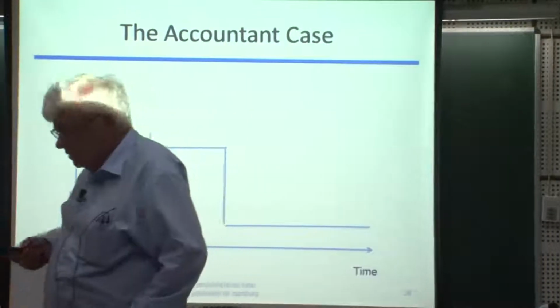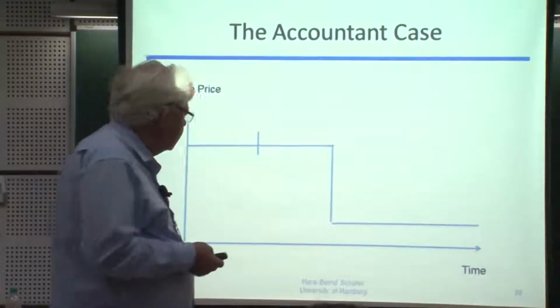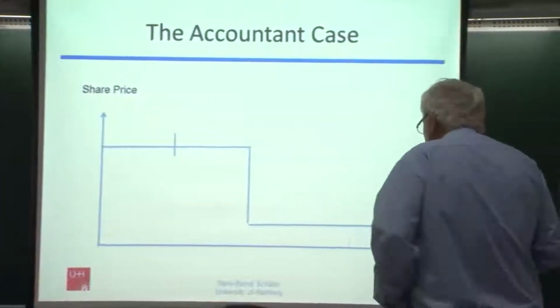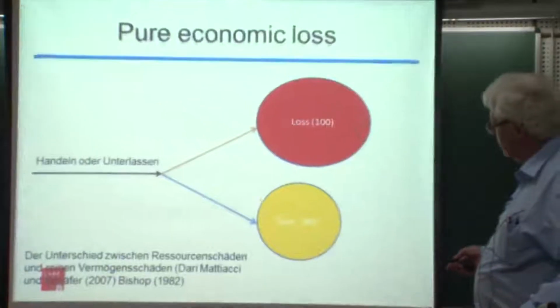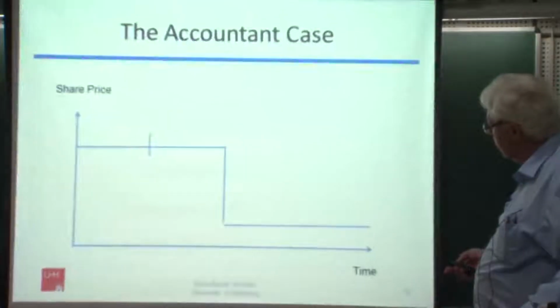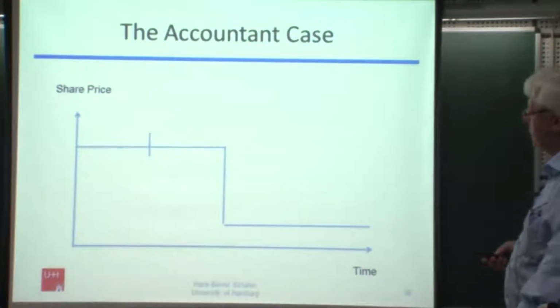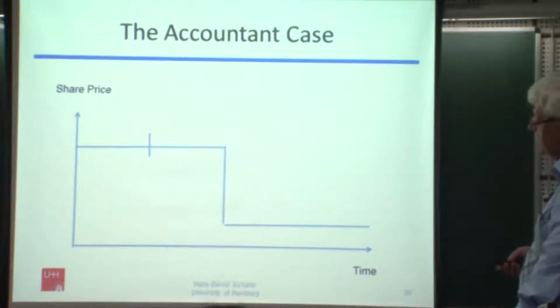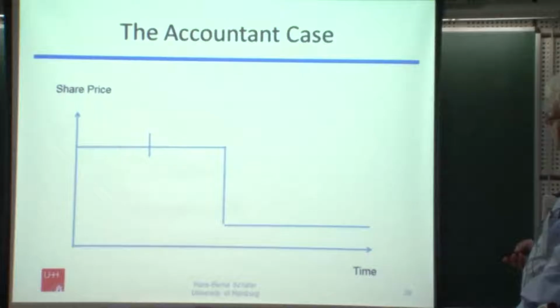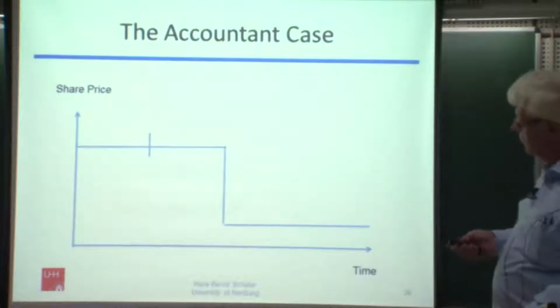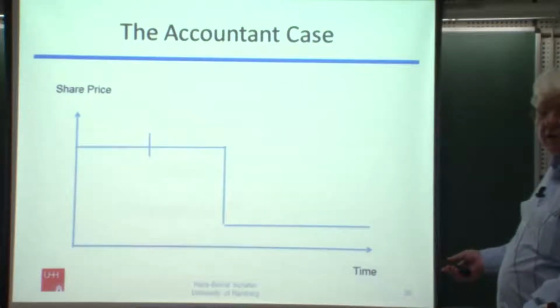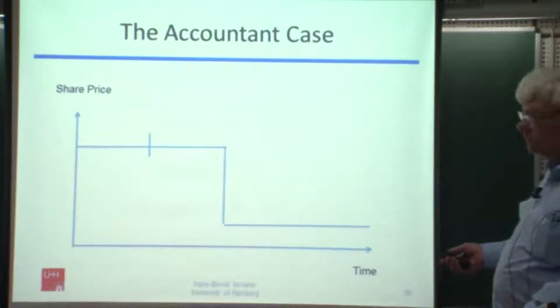So the question is now, if we would assume we would give all shareholders a claim against the accountant, then it is absolutely clear that the accountant pays for damages which he had never caused, because all those who invested for the long run were not affected by the accountant.